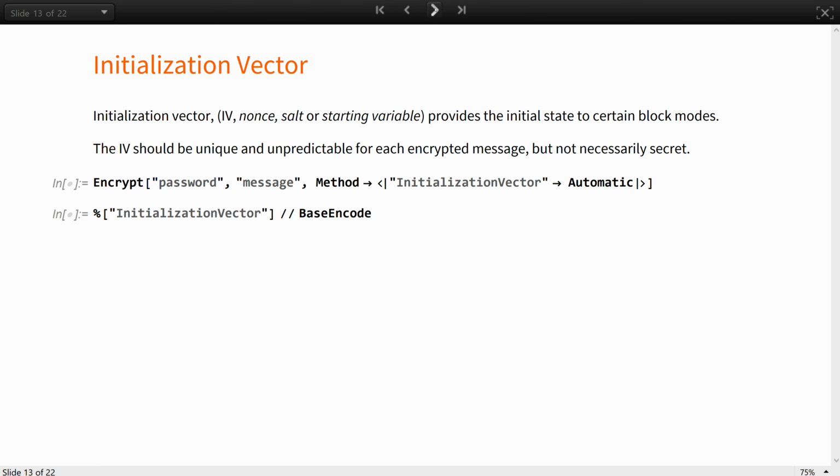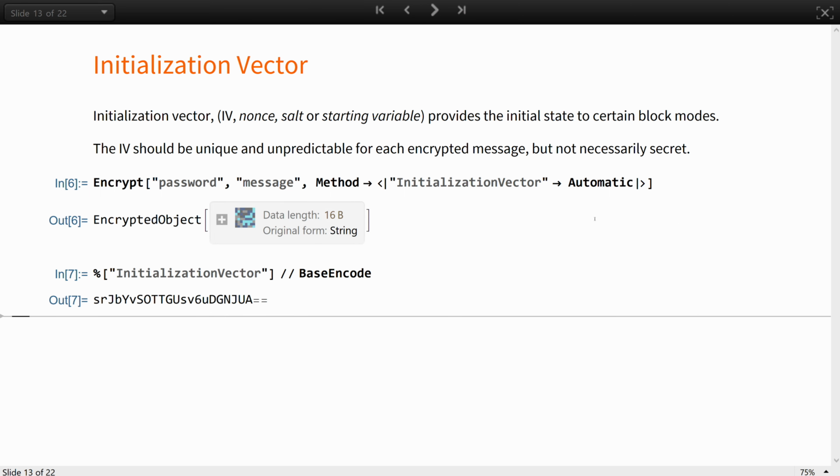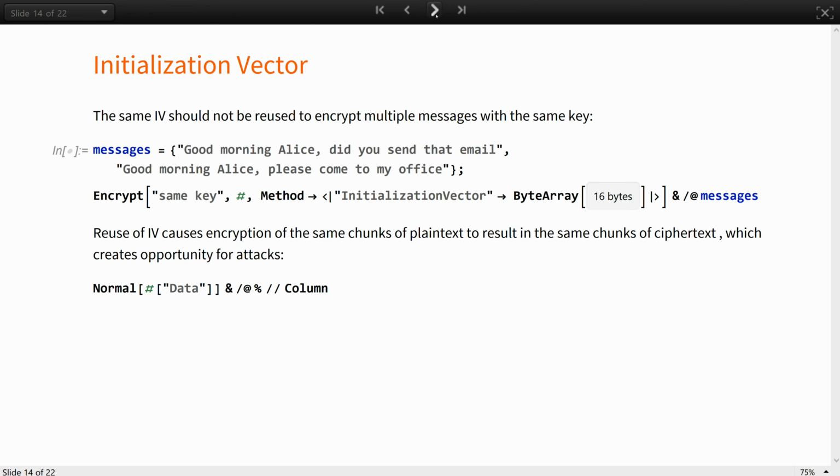Initialization vector, IV, sometimes referred to as nonce, salt, or starting variable, provides the initial state to certain block modes. The IV should be unique and unpredictable for each encrypted message, but not necessarily secret. The size of the IV is usually equal to the cipher block size. For example, for AES, it will be 128 bits.